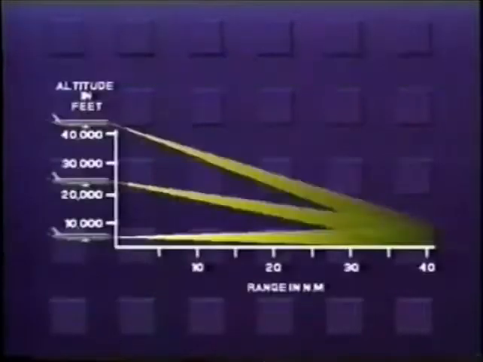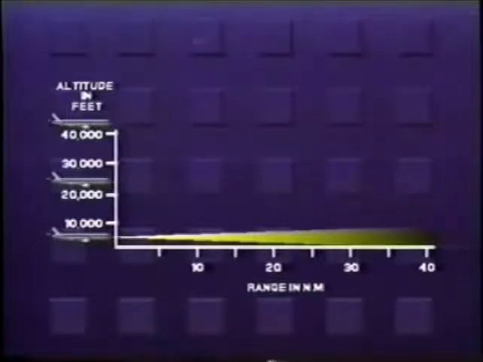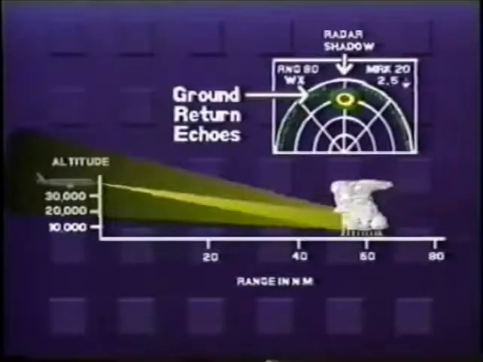On descent, in order to maintain the proper display presentation, it will be necessary to adjust the tilt up approximately 1 degree for each 10,000 feet of reduced altitude. Weather evaluation of the terminal area should begin at about 70 miles out.